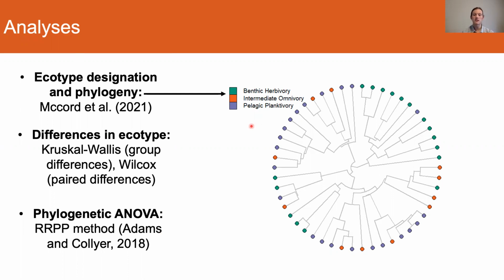To test our hypothesis that tooth surface complexity varies with diet in damselfishes, we examine group differences across ecotypes using Kruskal-Wallis tests, and for pairwise comparisons, we use Wilcox tests. Finally, to test for ecotype differences while taking phylogeny into account, we performed the phylogenetic ANOVA using the RRPP method by Adams and Calder.